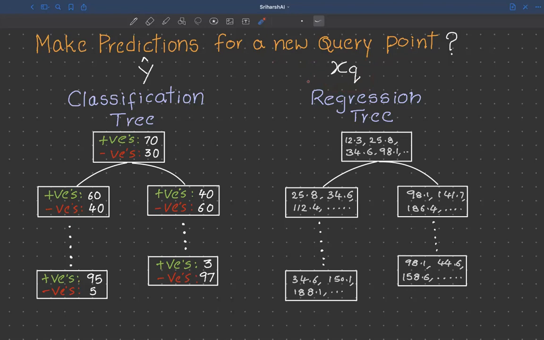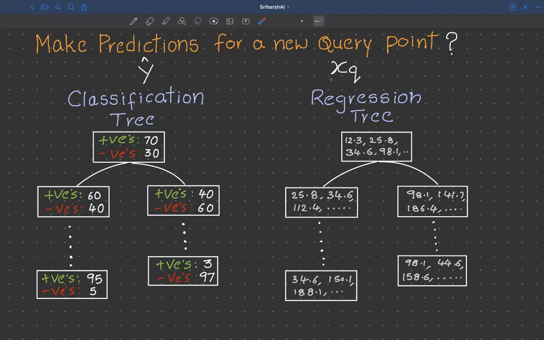Okay, let's see how to make predictions for a new query point. Whenever I say a new query point, I mean a point which is not part of your training, validation, or test data sets. Assume that XQ is a new incoming point into your system. Now, with the help of the decision tree that you have constructed using your training data, the question is, how do you make predictions for the new incoming points?